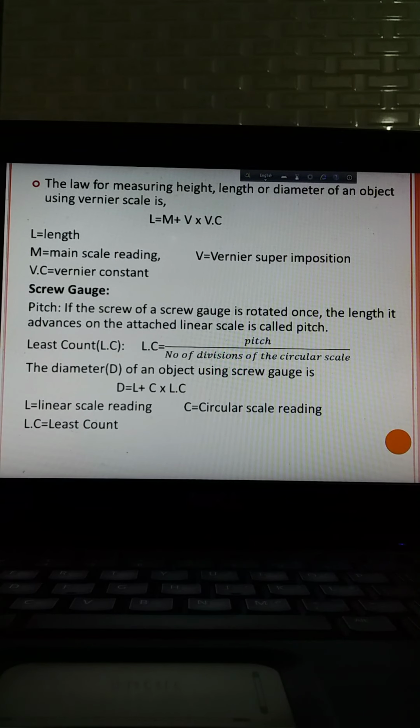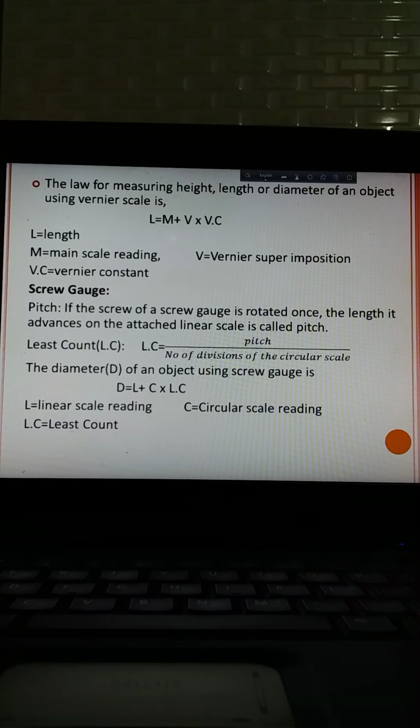What is pitch? If the screw of a screw gauge is rotated once, the length it advances on the attached linear scale is called pitch. In a screw gauge, there are also two scales. One is called the linear scale and another is called the circular scale. So the length it passes on the attached linear scale in one rotation is called its pitch.